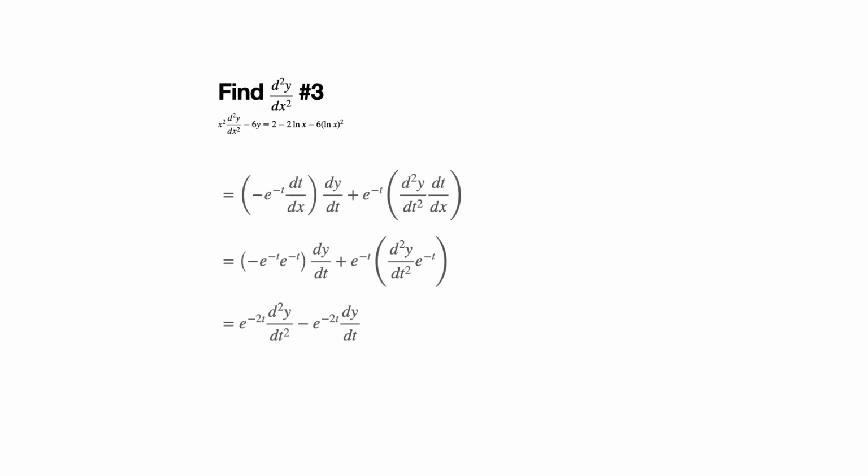We can now substitute the expression for dt/dx into the expression we've previously found for d squared y/dx squared. So we have negative e to the negative t times e to the negative t dy/dt plus e to the negative t of d squared y/dt squared times e to the negative t. And we have two e to the negative t terms, so they multiply to become e to the negative 2t. And this is the d squared y/dx squared term.